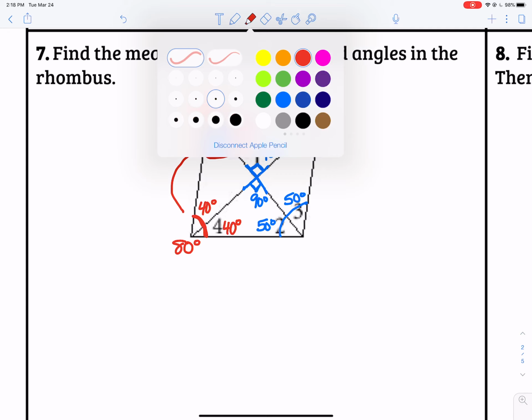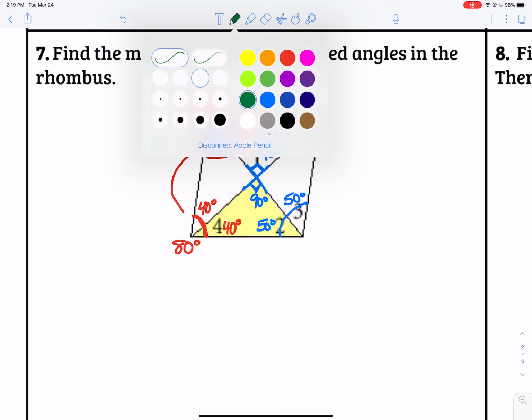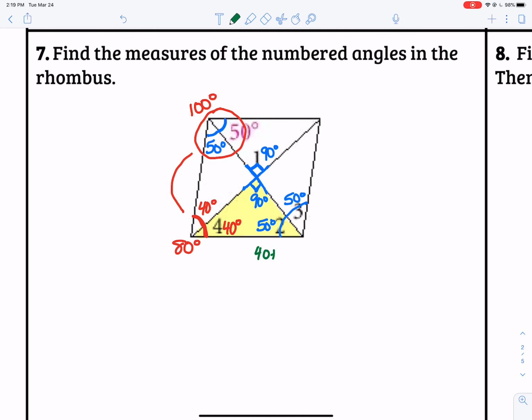Notice one more thing in that figure. You see how you have a triangle right here? And we know that triangles always should add up to 180 degrees. And notice 40 plus 50 plus 90 does in fact add up to 180 degrees for that triangle.